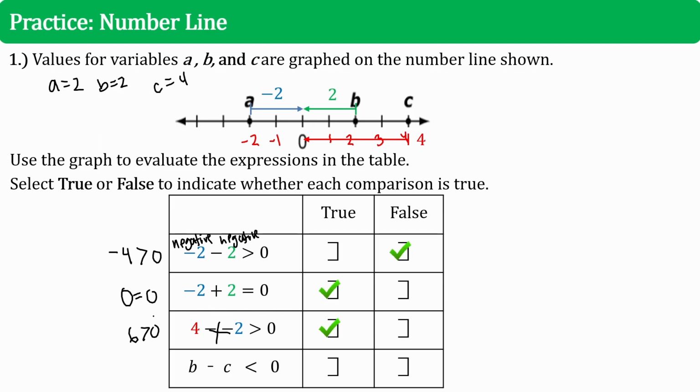Then the last one, b minus c. B is 2 and c is 4. So we have 2 and a -4. This becomes -2. Is -2 less than 0? That is true.